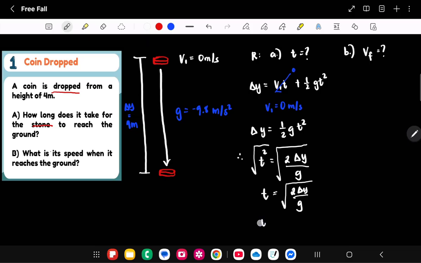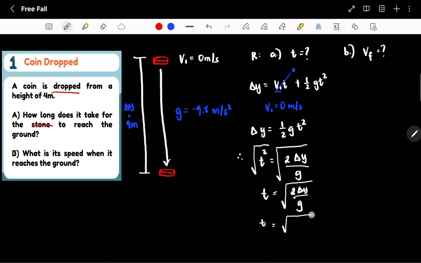T is equivalent to the square root of 2 times the height of 4 meters divided by the acceleration due to gravity of negative 9.8 meters per second squared. Please note that you cannot divide or extract the square root of a negative number. So this should also be a negative value. Now why is it negative?